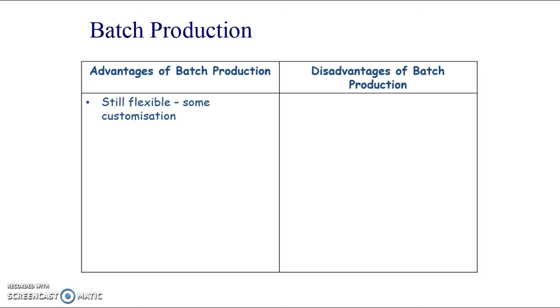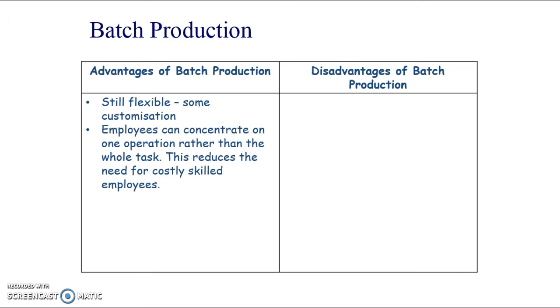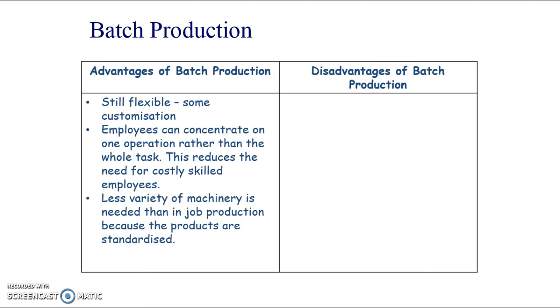Okay, so some of the advantages of batch production: it's still fairly flexible, when we compare it to, say, flow production that's coming up in Unit 2, because you can have some customization, so you can vary the product between the batches, but the products in the batch will all be the same. You can have more specialisation and division of labour as well with batch production, so employees can concentrate on one operation, and therefore you might need fewer really highly skilled employees, and they can also be a little bit more productive if they're getting that practice and focusing on one skill at a time.